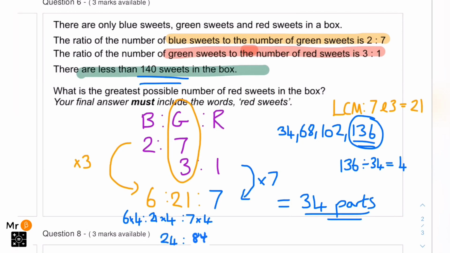21 times 4 is 84, and 7 times 4 is 28. It wants to know the number of red sweets. Red was our final ratio, so we have 28 red sweets in total.